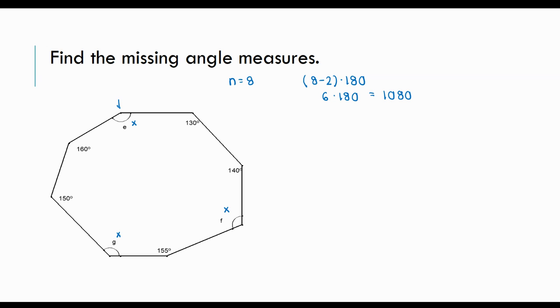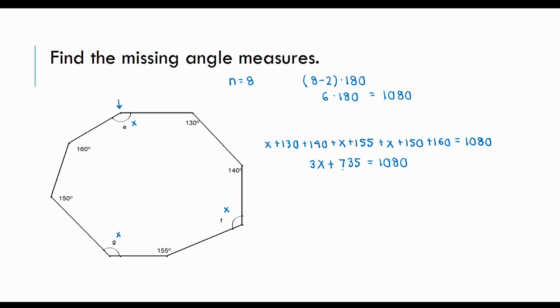So once again, I'm going to start at this angle, and I'm just going to go clockwise when I'm adding them. So x plus 130 plus 140 plus x plus 155 plus x plus 150 plus 160. Those are my 8 angles. Once again, they add up to 1,080. So we've got 3 x's. Now I'm going to add up all of those numbers. So 130 plus 140 plus 155 plus 150 plus 160 is going to give me 735.